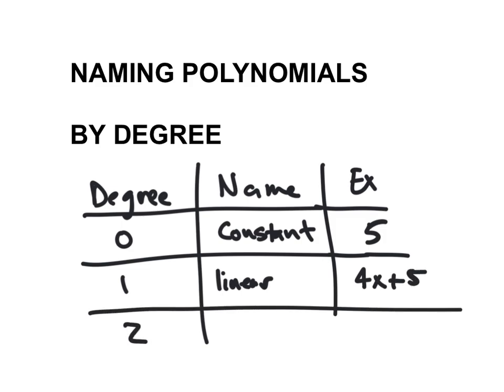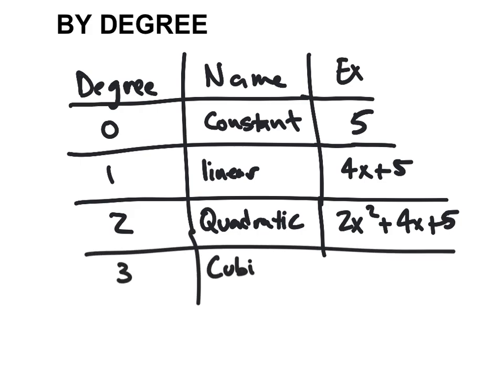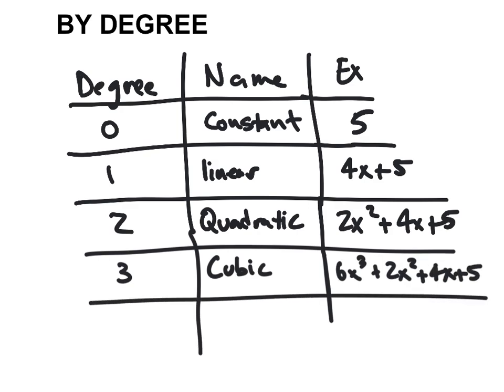If I had degree 2, we call these quadratics, and that would be 2x squared plus 4x plus 5. That would be an example of that. And then degree 3, we call this a cubic function. So let's say I had 6x cubed plus 2x squared plus 4x plus 5, all right? And then if you had 4 or more, you can call this a quartic, but you call this a higher degree polynomial.